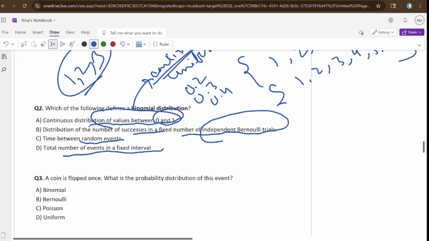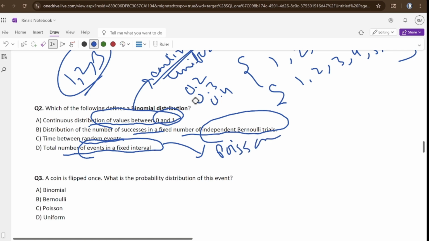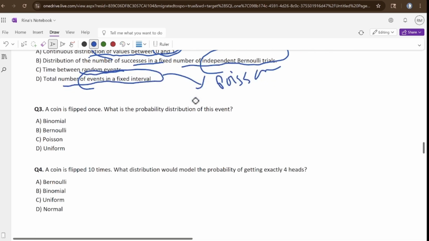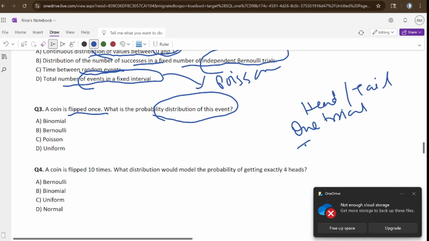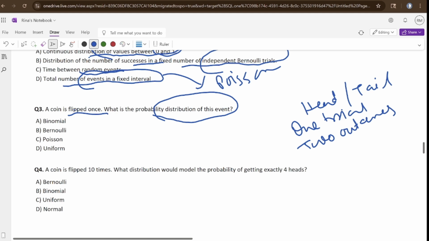Total number of events in a fixed interval, that is always Poisson distribution. Right? Fine. Next question. A coin is flipped once. What is the probability distribution of this event? Flipped once. So it may be head or it may be tail. So one trial, two outcomes. Tell me the definition. One trial, two outcomes means it will be Bernoulli distribution.